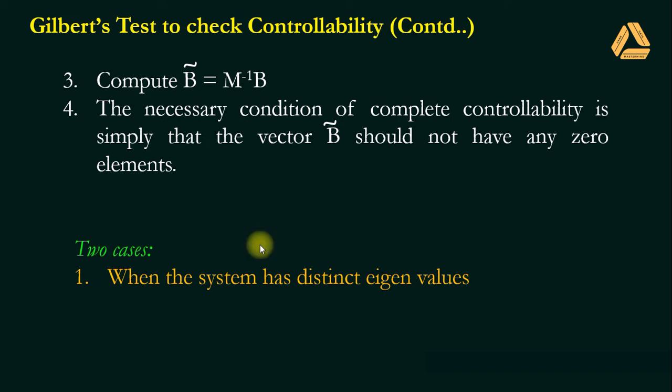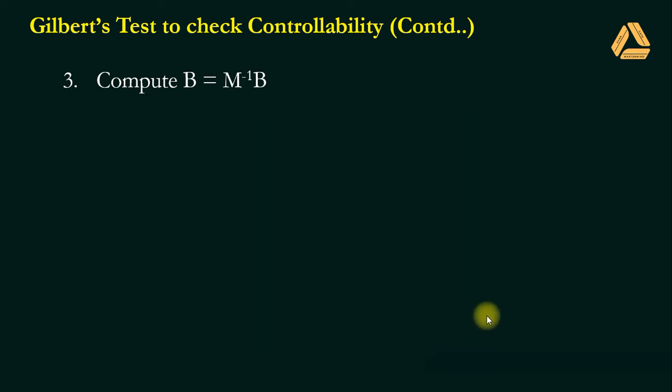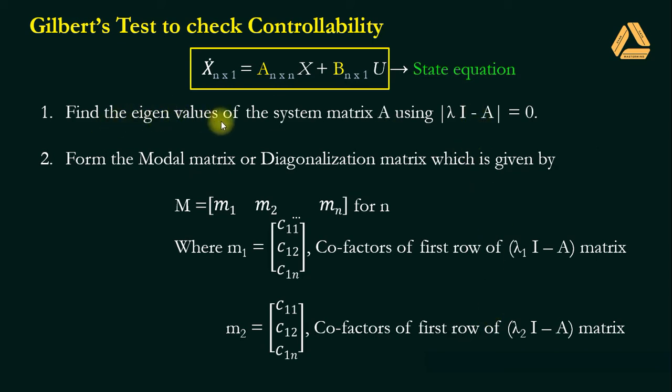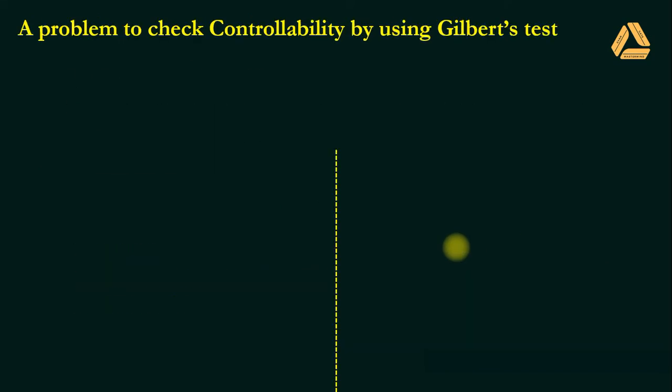Before that, you have two cases: when the system has distinct eigenvalues, and when the system has repeated eigenvalues. For extracting the eigenvalues, you need this equation, and by solving it you will get the n eigenvalues. If those n eigenvalues are distinct, you will have one method to solve it, and if the eigenvalues are repeated, you will have a different method. You will get a clear example of this by solving the problem.